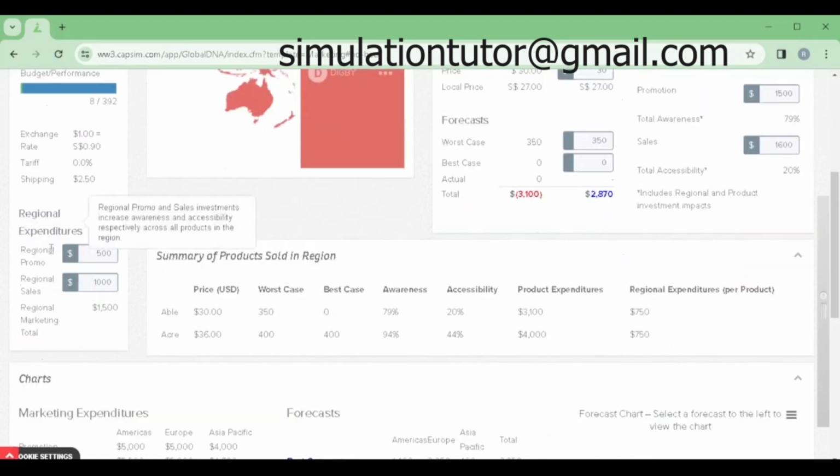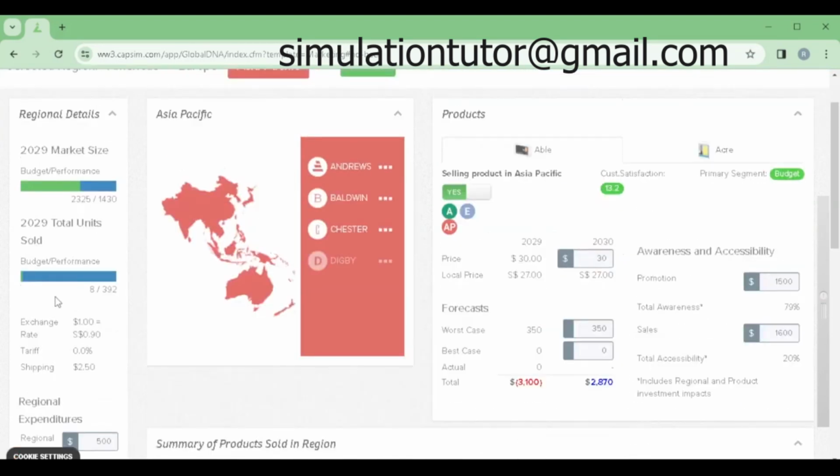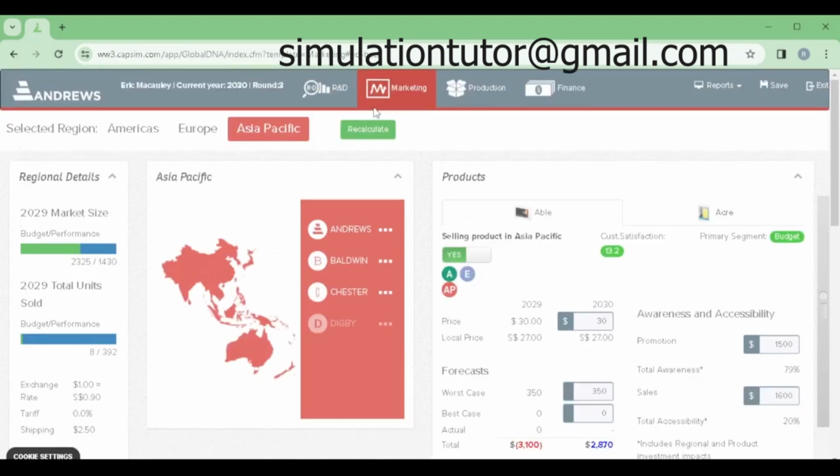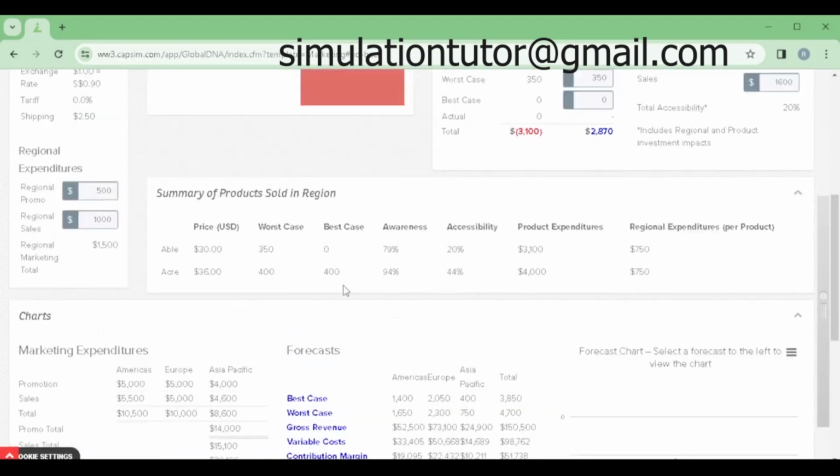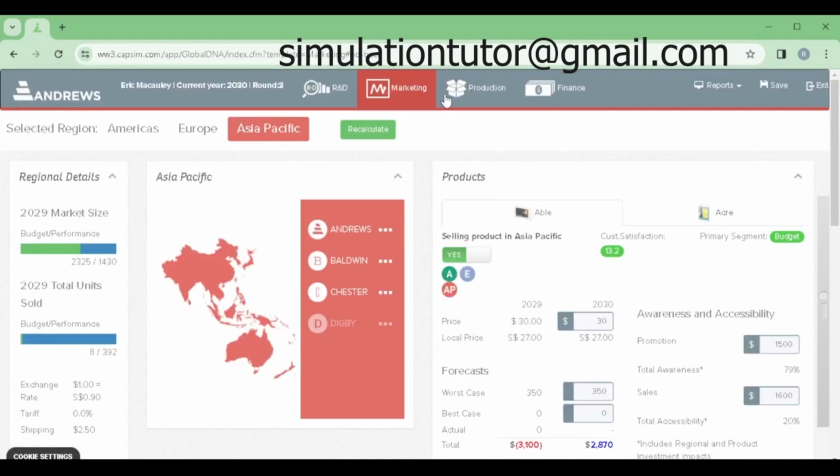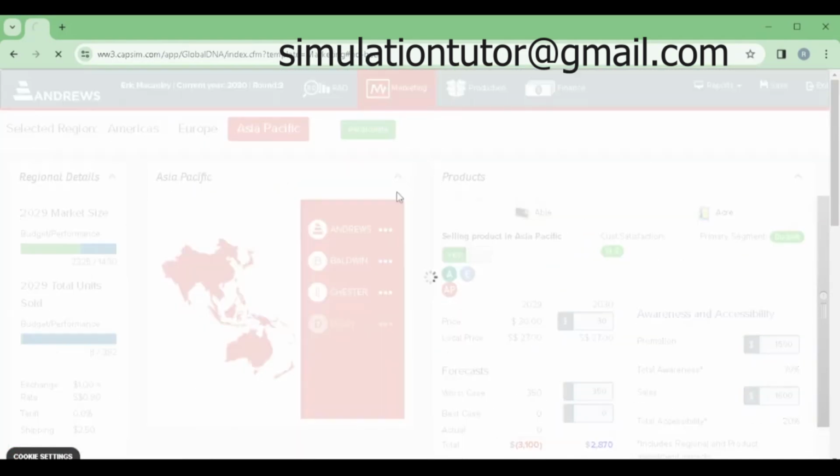Down here we have the total, maybe the details for the last round, the total number of products sold in the last round, and the demand for the last round. That's all about marketing. The next part is the production part.